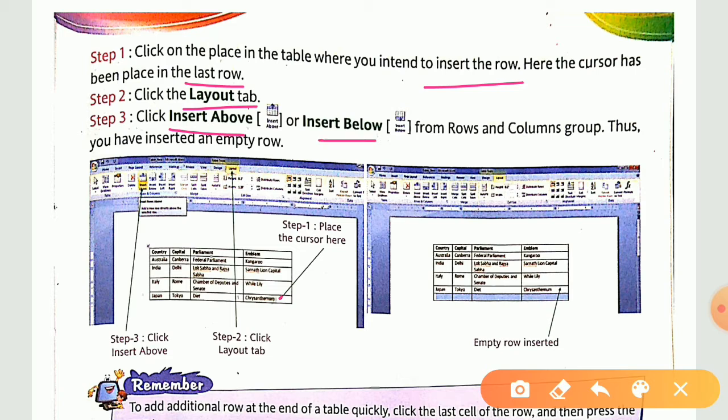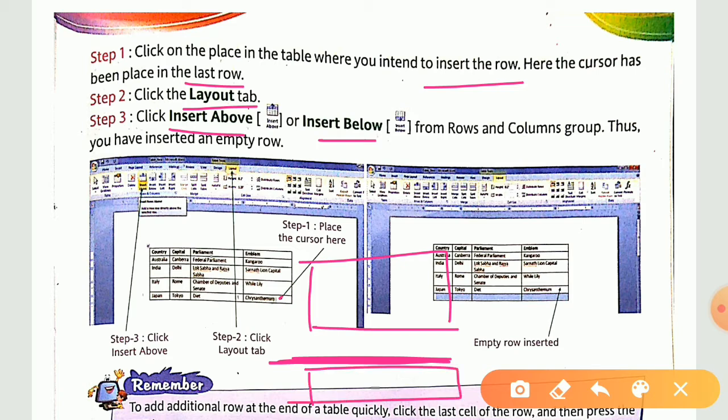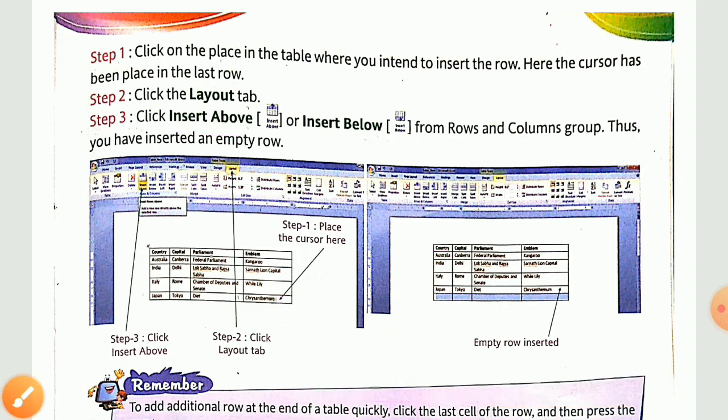Now why above and why below? See, I told you that horizontal data are your rows. Now you can insert your row at the above position or at the below position. That is why above and below. Regarding your column, we have vertical data, so there are two options: you can insert at the left hand side position or at the right hand side position. That is how you have a total of four options: left, right, above, below. Now I think that these steps are very clear to you.